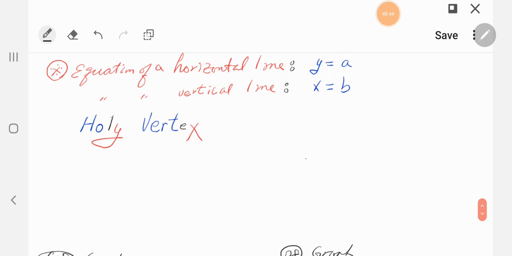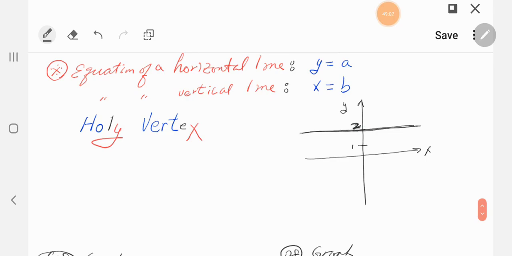Let me draw an xy plane. So, horizontal line. Here is 1, and let's say this is 2. When we graph a horizontal line, the path is one whose y value is 2. This y value is 2, right?